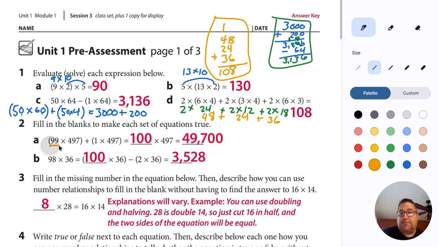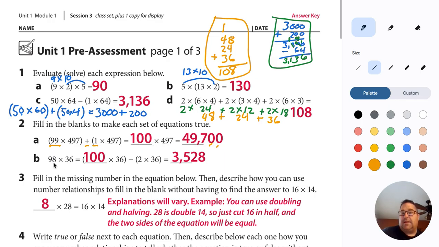Because what we're looking at is we got 99 plus 1. So that'd be 100. That'd be the same as doing 100 times 497. And if I'm multiplying by 100, just place your zeros. So 497 with 2 zeros. Multiplying by 100 is pretty easy, right?